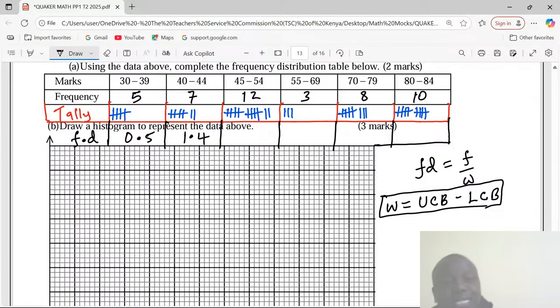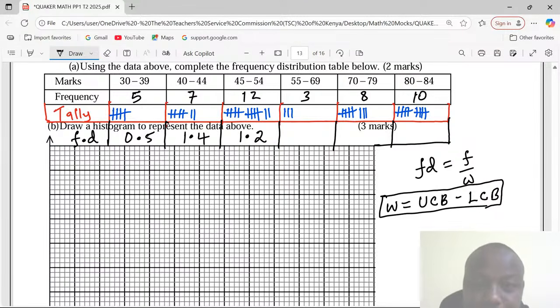The next class is 54.5 from 44.5, a class interval of 10. So 12 divided by 10 is 1.2.